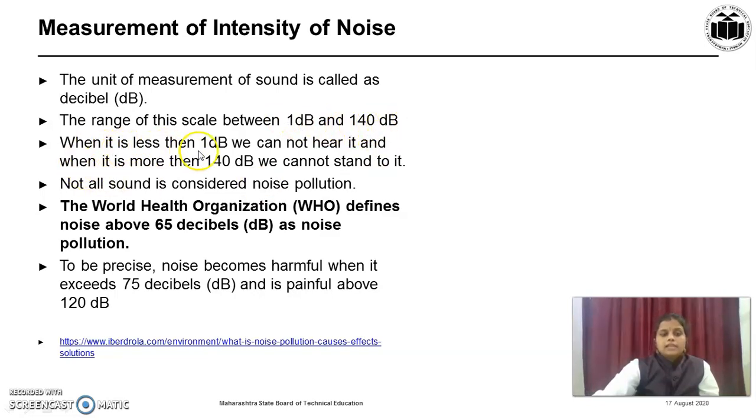When it is less than 1 decibel, we cannot hear it, and when it is more than 140 decibel, we cannot stand it. Not all sound is considered noise pollution. The World Health Organization (WHO) defines noise above 65 decibels as noise pollution. To be more precise, noise becomes harmful and painful above 120 decibel.